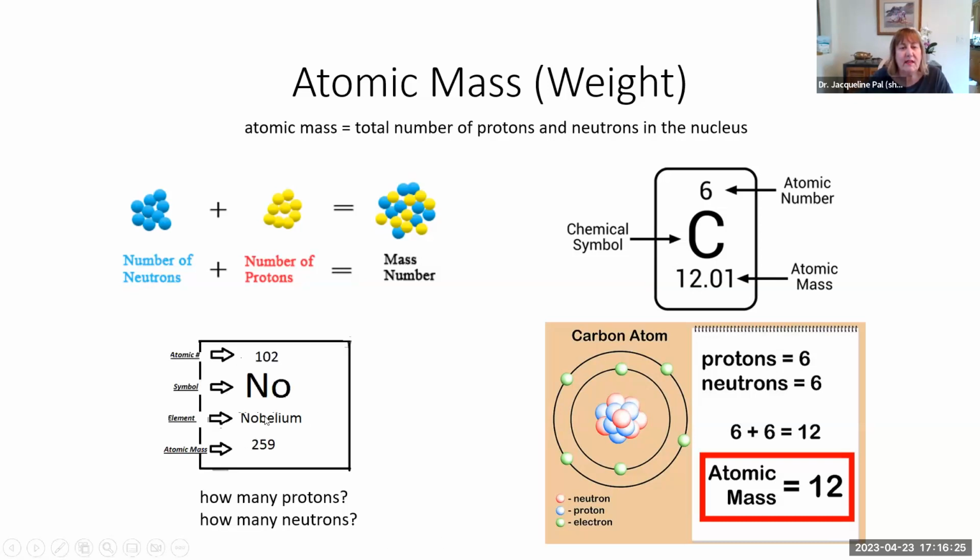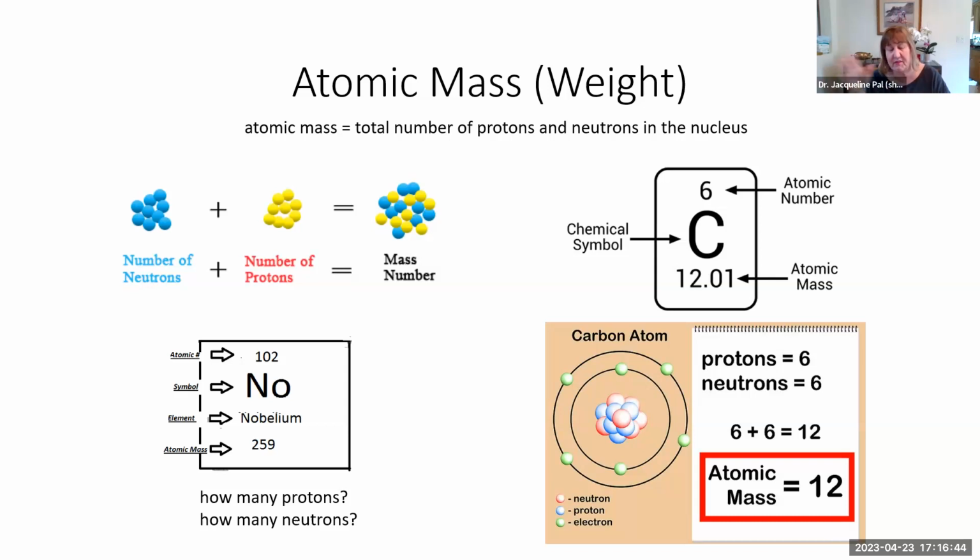Continuing on, try looking at nobelium with an atomic number of 102 and an atomic mass of 259. Pause this really quick and figure out how many protons are there and how many neutrons are there. And if this was a neutral element, how many electrons would there be?